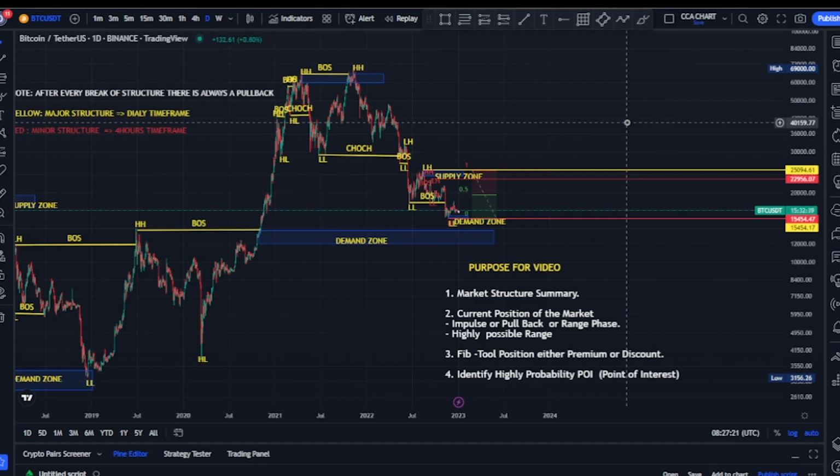So guys, welcome to the Bitcoin USDT price market chart. I already made a video on the market structure. You can go back to the channel and search for the video on market structure. I'll be dropping the link to the market structure video below.